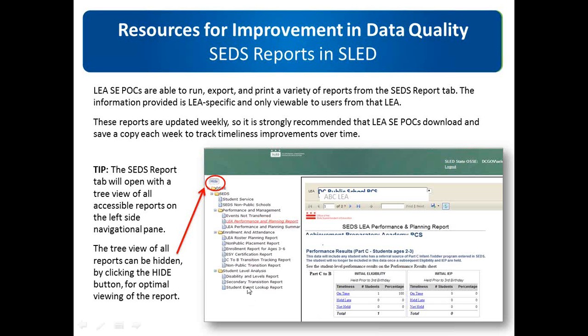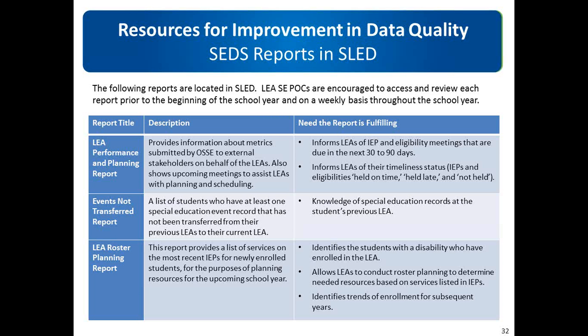So again, we've already discussed the LEA P&P report. Another report that is very valuable to you is the Events Not Transferred report. This report will list any students who have at least one special education event record that has not been transferred from your previous LEA to the current LEA. Another very important and useful report is the LEA roster planning report, and this will provide a list of some of the services on the most recent IEPs for any of the newly enrolled students, essentially for the purpose of planning your resources for your upcoming school year.